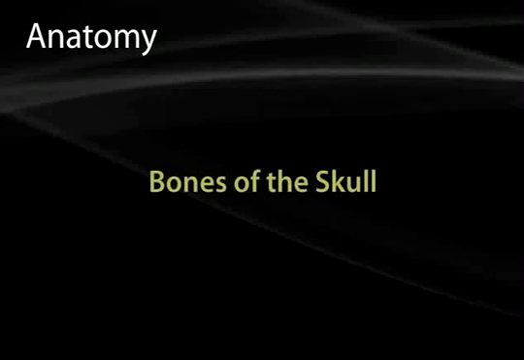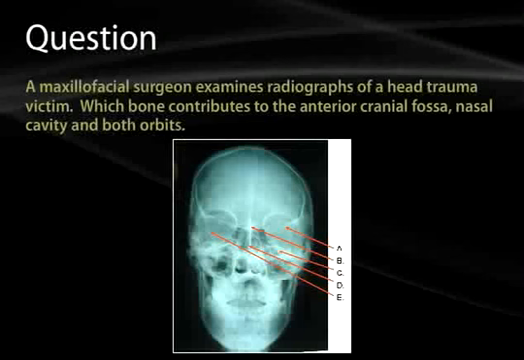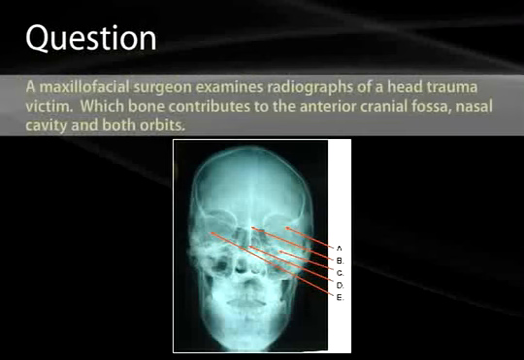Welcome to section 38 of the Anatomy Online. This section we're going to discuss the bones of the skull. We'll start by asking a question. A maxillofacial surgeon examines radiographs of a head trauma victim. Which bone contributes to the anterior cranial fossa, nasal cavity, and both orbits?